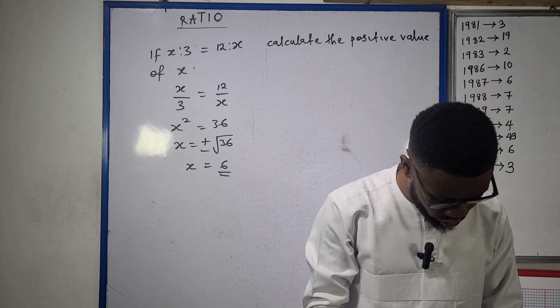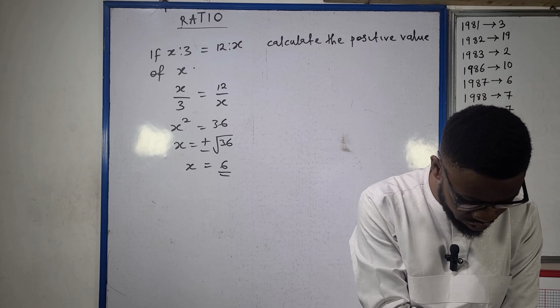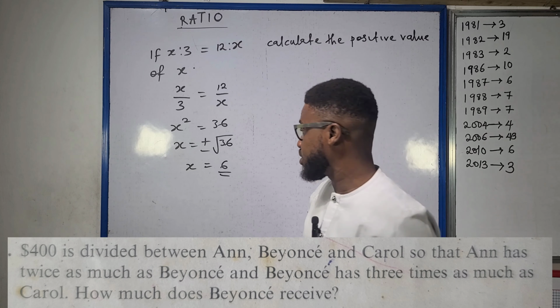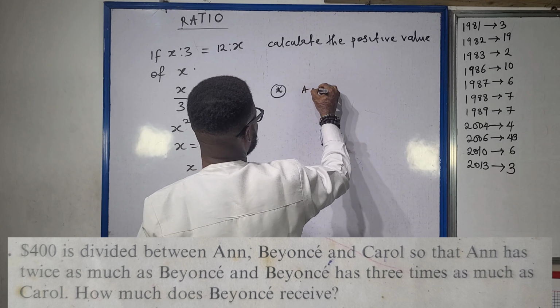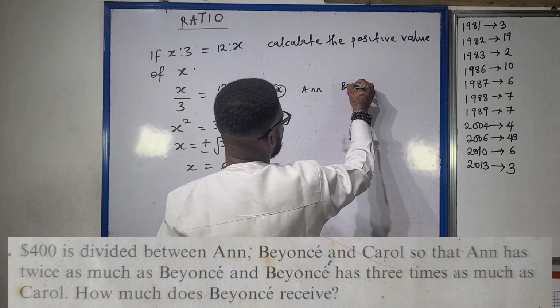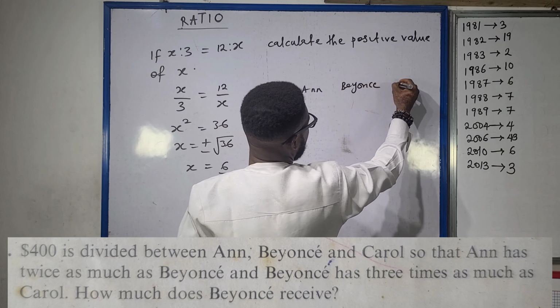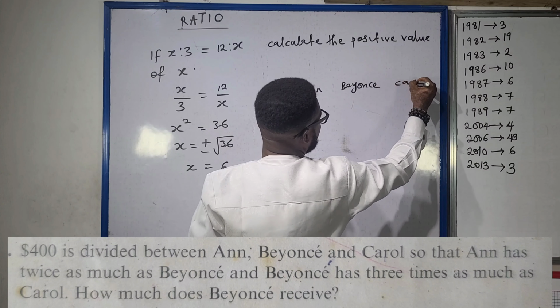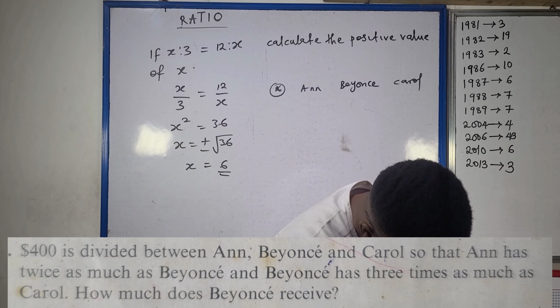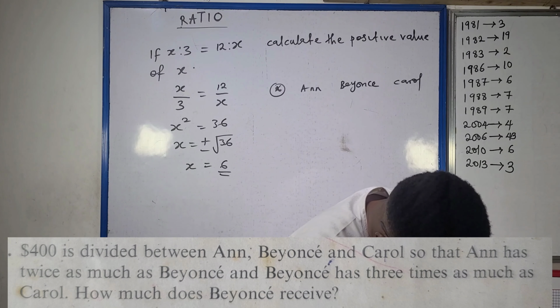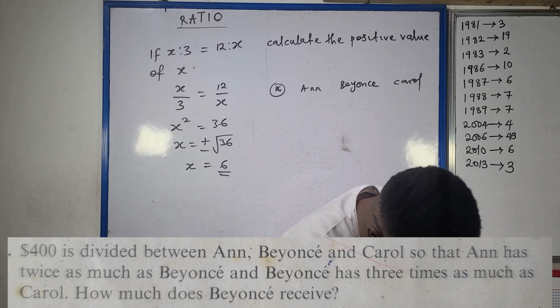Moving on to the next question on your screen. It says $400 is divided between Anne, Beyonce, and Carol, so that Anne has twice as much as Beyonce and Beyonce has 3 times as much as Carol.